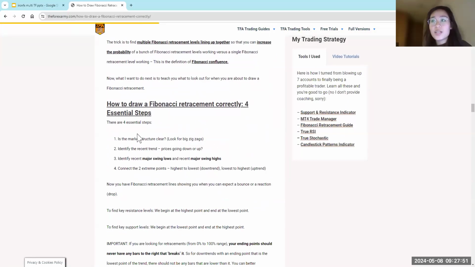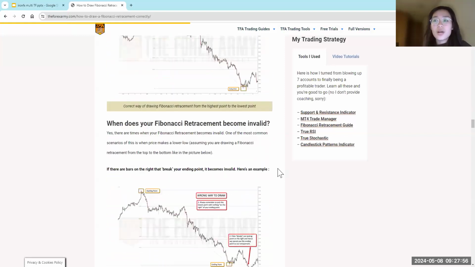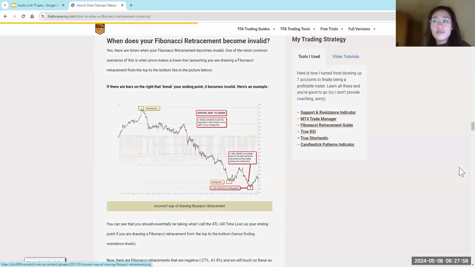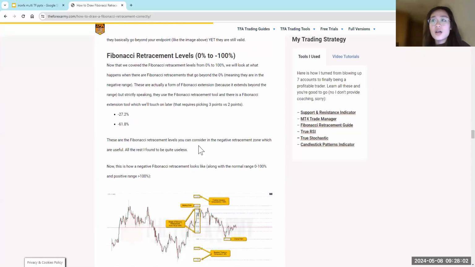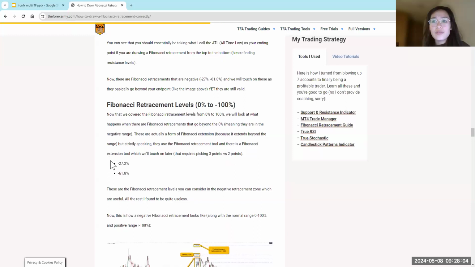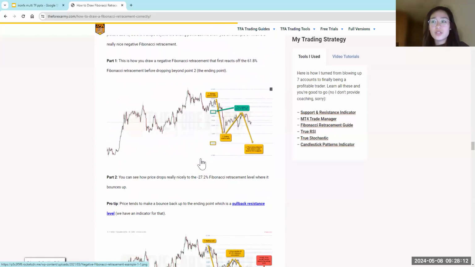So there are some guidelines on how to draw one correctly, how to look out for an invalid Fibonacci retracement. And we also have the negative levels, which are the expansions, and I'm not going to go into this too much today. Feel free to check those out if you're interested.